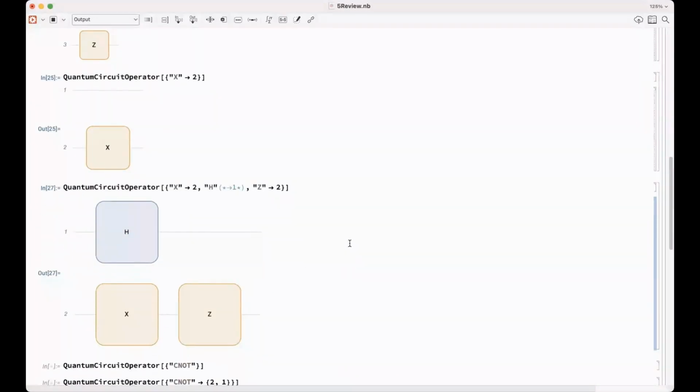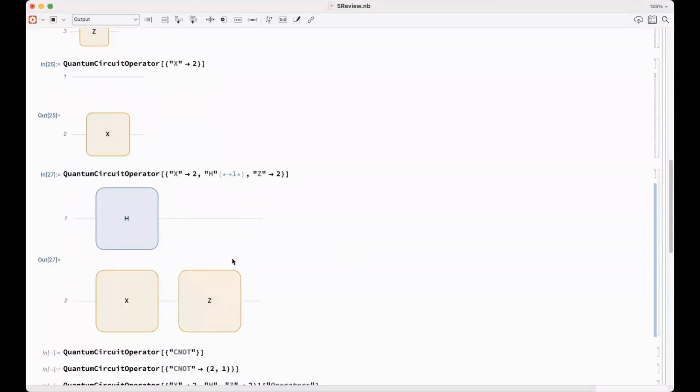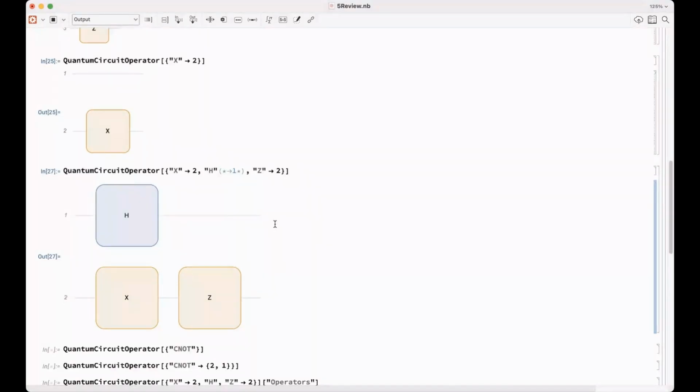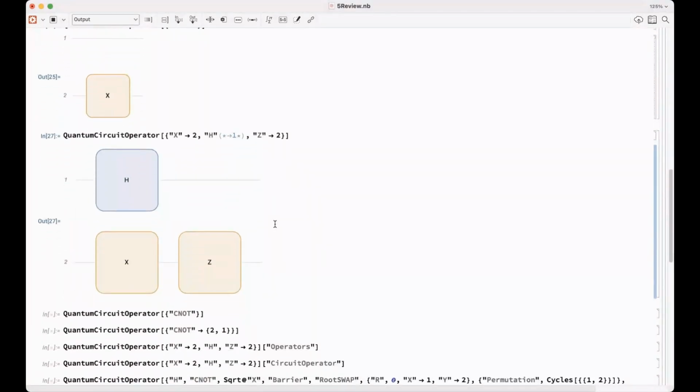And look at the order, because the order is also very important. The circuit diagram, we read it from left to right. So it means the Pauli X first, then Pauli Z. So the time order is from left to right in the circuit diagram. Here we are just using operators that are separable. So when we are applying that Hadamard, it's not important.